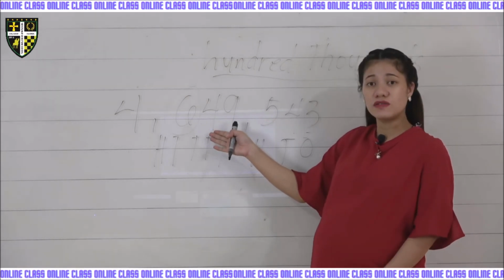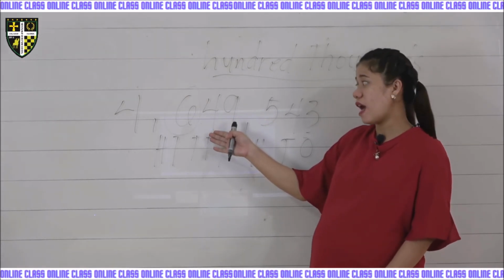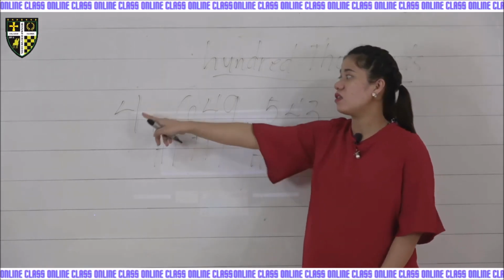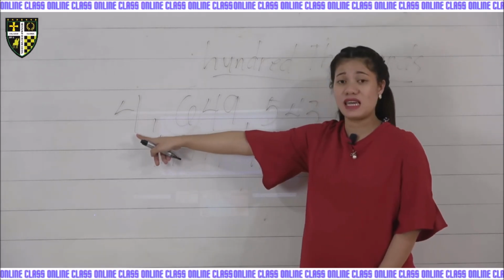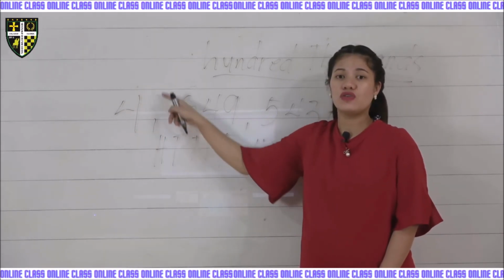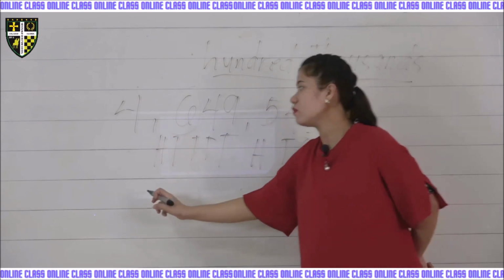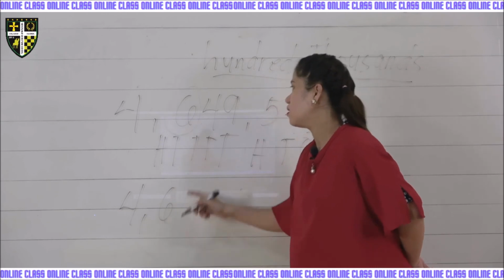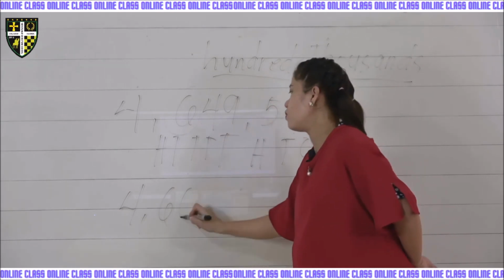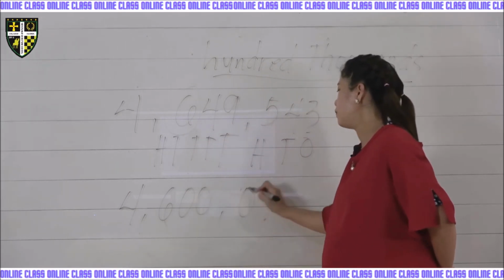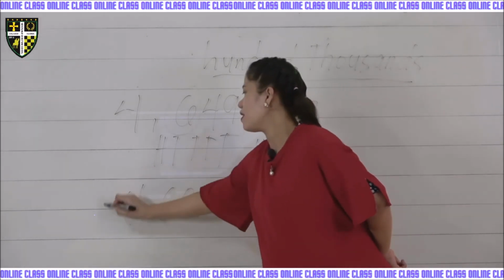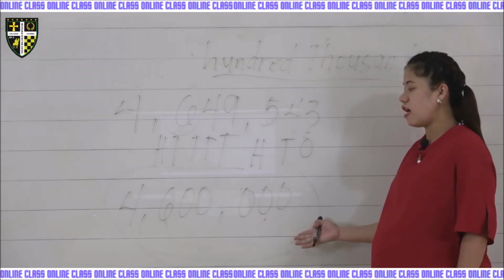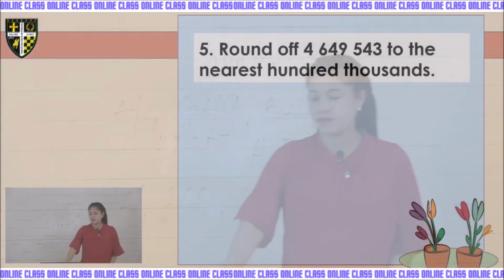Because 0 to 4, we have to round down the digit. So 4 will be 0. And then at the left side of 6, we have 4. So you will just copy this number, 4 and then 6. Change 4 into 0 and so on. So our answer will be 4,600,000.